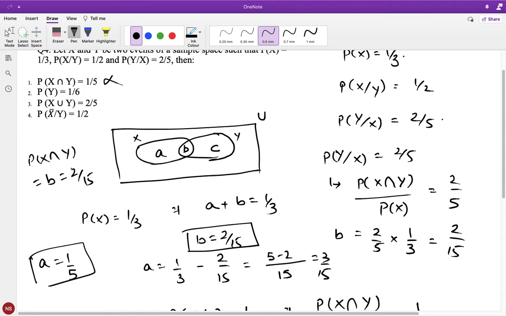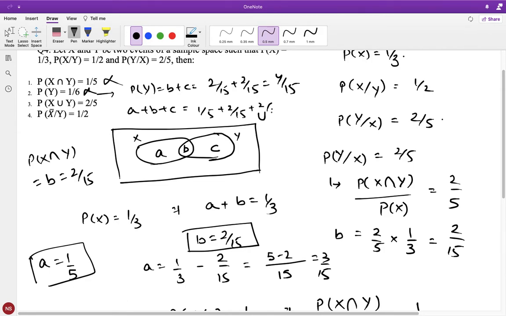P of Y is what? P of Y will be equal to B plus C. B plus C are both 2 by 15, so 4 by 15. Also incorrect. P of X union Y. What is X union Y? A plus B plus C. Which should be equal to A is 1 by 5 plus B is 2 by 15 plus C is 2 by 15. So 15 LCM, 3 plus 4, 7 by 15. So option D by default is correct.